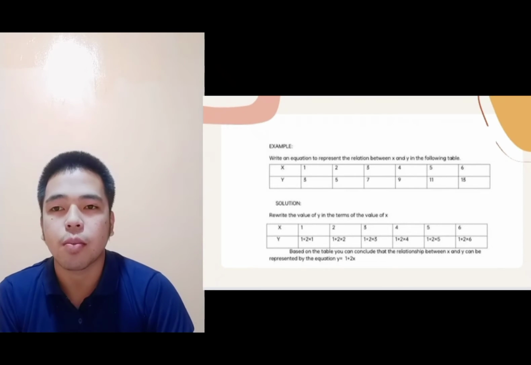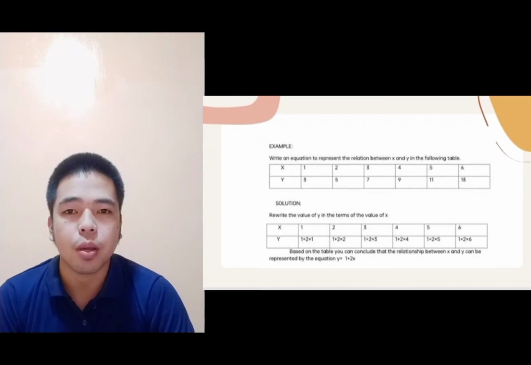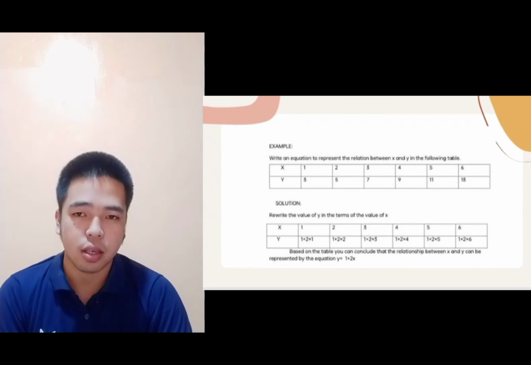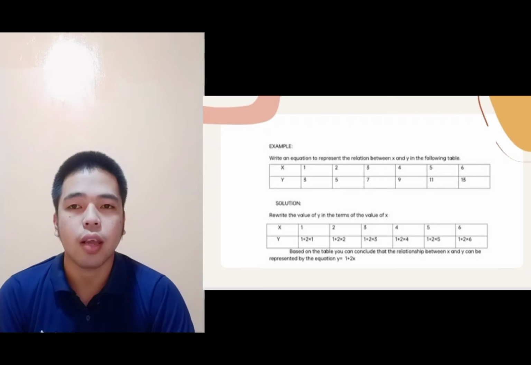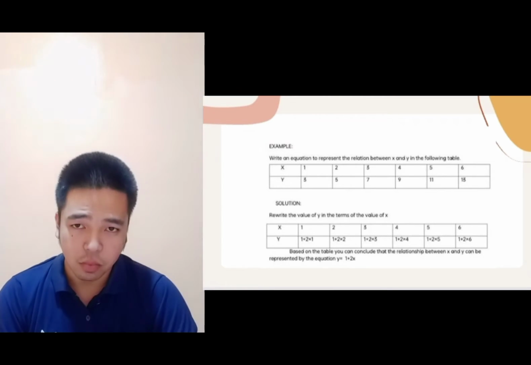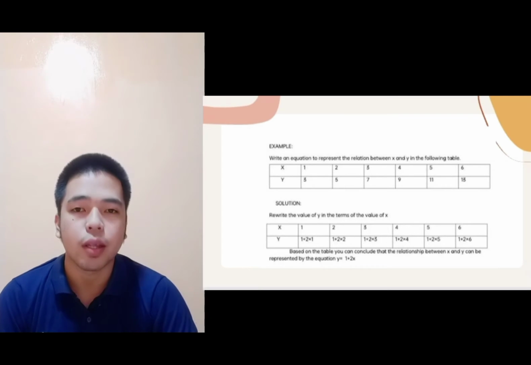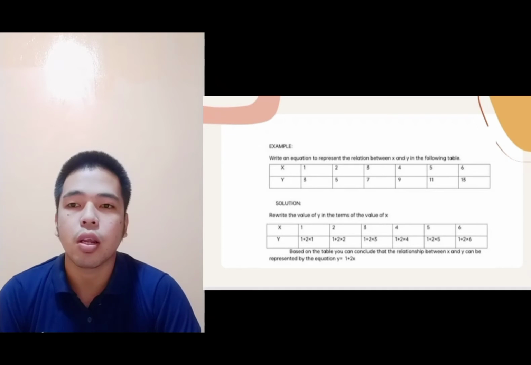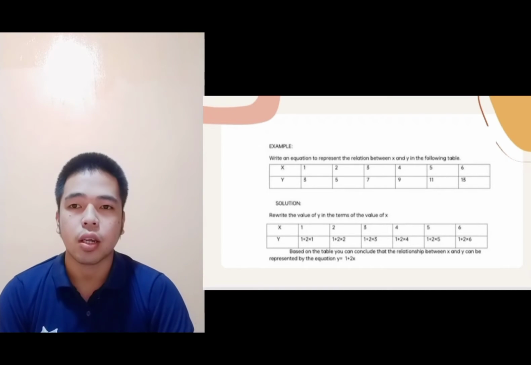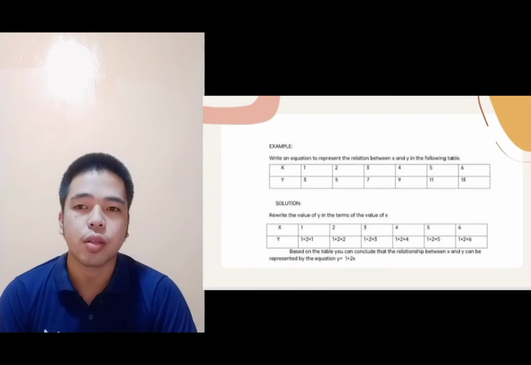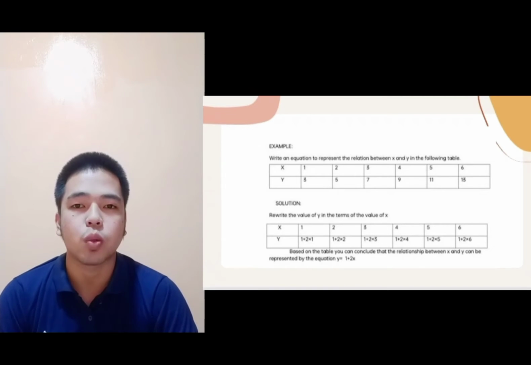Solution. Rewrite the value of y in terms of the value of x. X is equal to 1, 2, 3, 4, 5, 6. Y is equal to 1 plus 2 times 1, 1 plus 2 times 2, 1 plus 2 times 3, 1 plus 2 times 4, 1 plus 2 times 5, 1 plus 2 times 6. Based on the table, you can conclude that the relationship between x and y can be represented by the equation y is equal to 1 plus 2x.